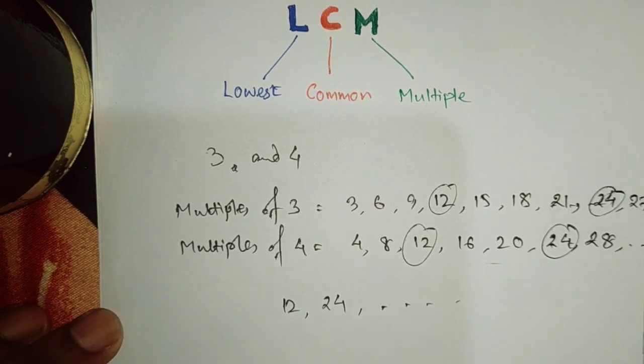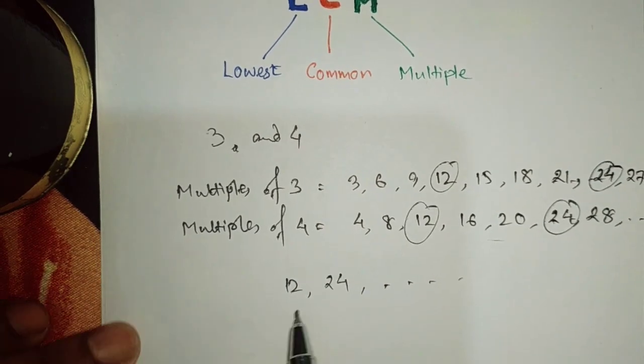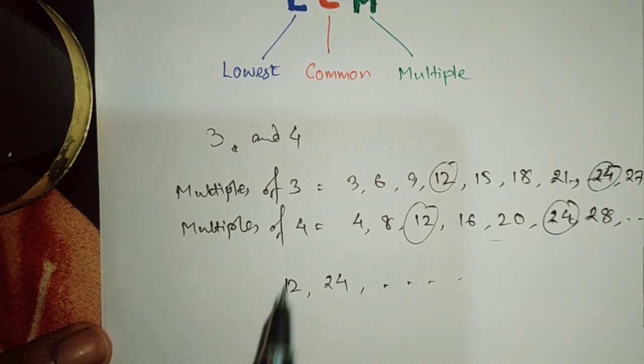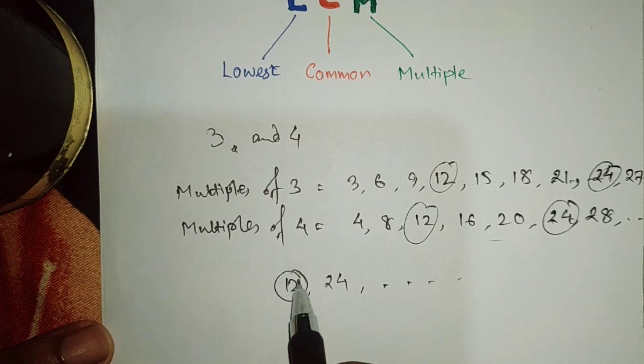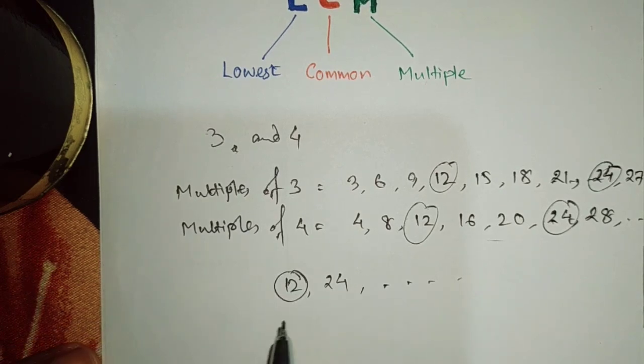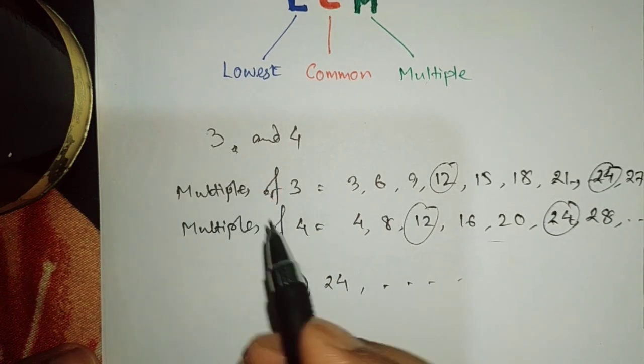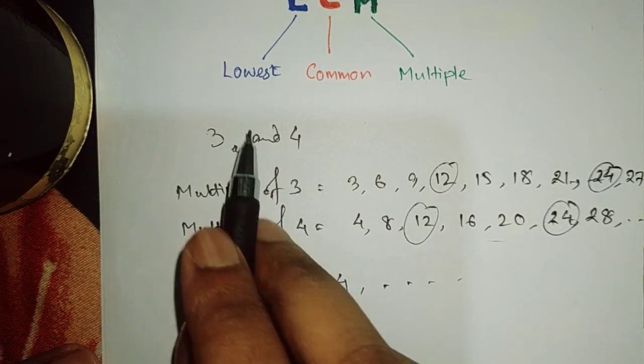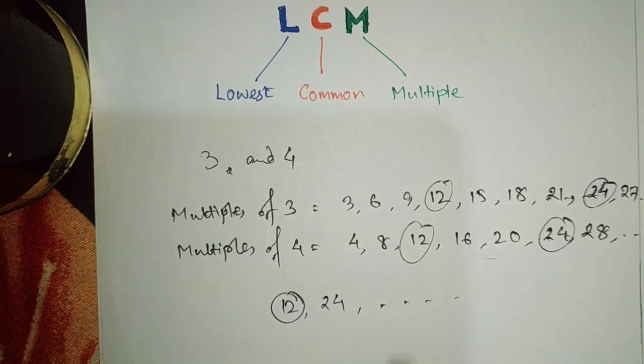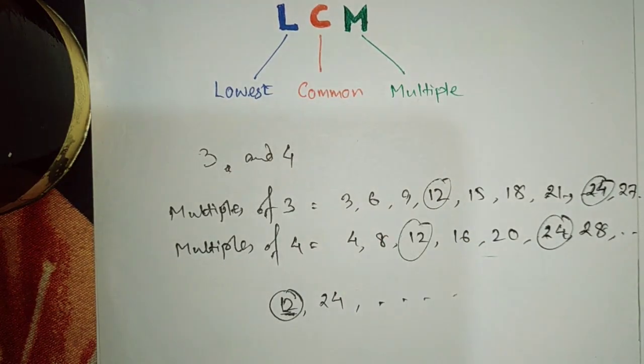Next we'll get 48. So like that these common multiples will keep coming, and of all these common multiples, which is the smallest one? This 12. Here 12 is the smallest common multiple. Smallest also means the lowest. So lowest common multiple means the smallest value of all the common multiples. Understood? So this is what LCM is.